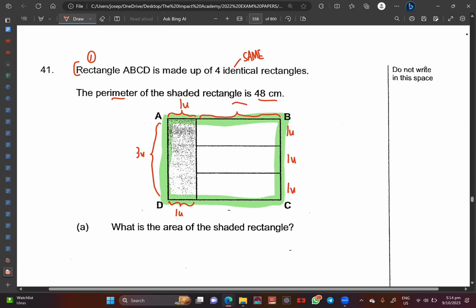3 units. Thank you. Why? Why is it 3 units? You guessed. Fairy godmother gave you the answer. Why? Tell me. Thank you.